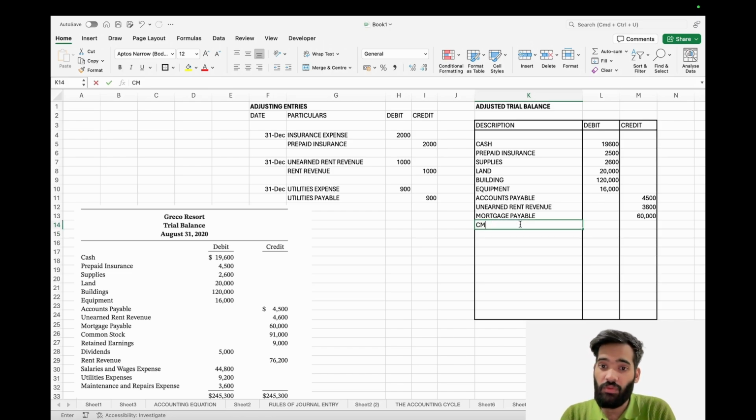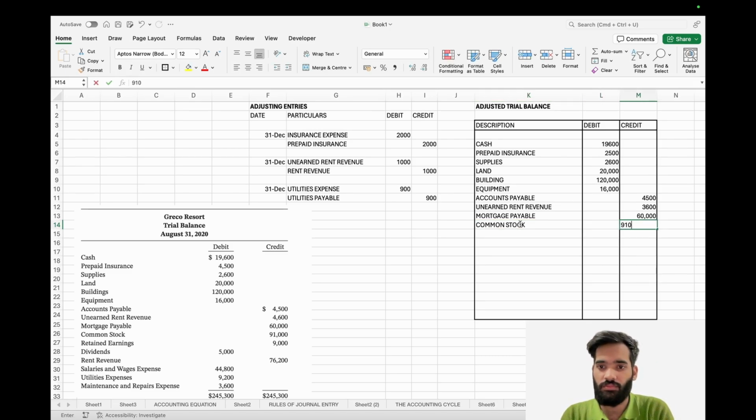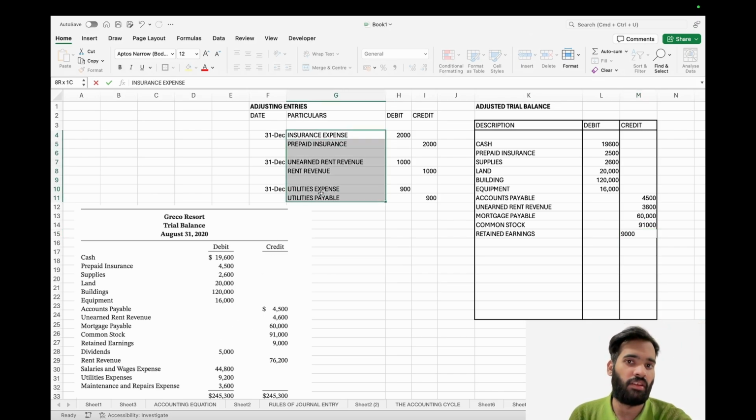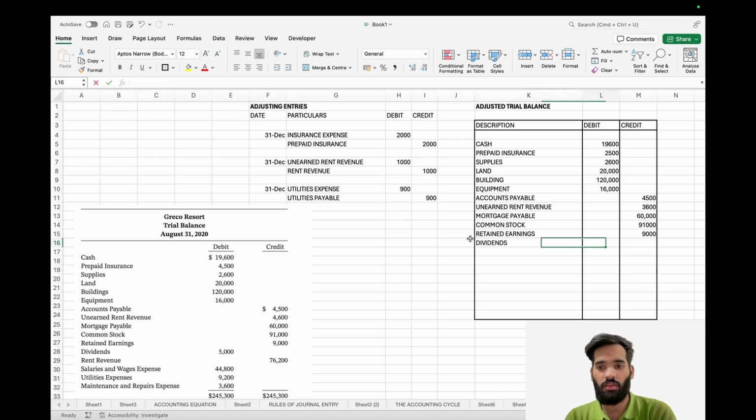Okay, then we have common stock, which amounts to 91,000. Retained earnings, which amount to 9,000. Again, why am I not adjusting? Because these accounts are not adjusted here. So I don't need to worry about changing their balance. They are already adjusted. Dividends, again mention the same number.